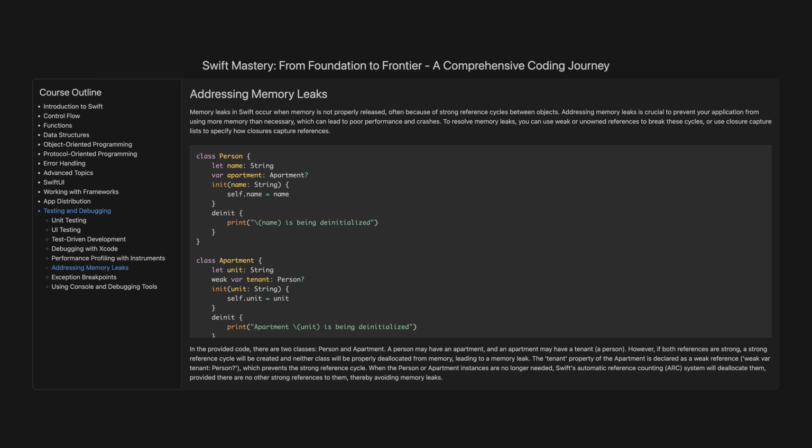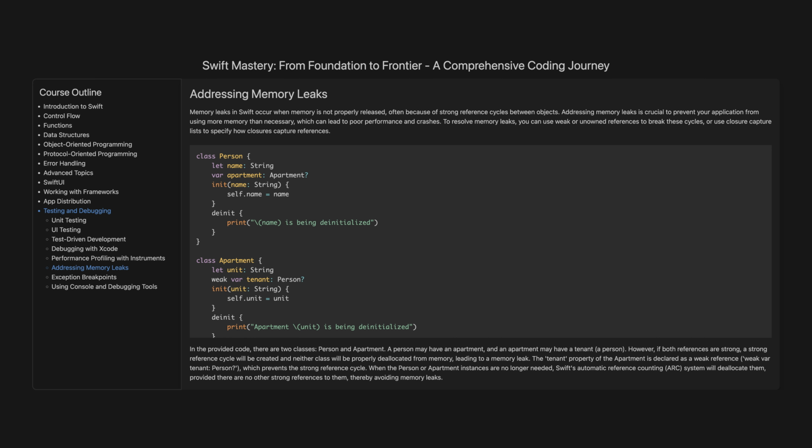In the provided code, there are two classes, Person and Apartment. A person may have an apartment, and an apartment may have a tenant, a person. However, if both references are strong, a strong reference cycle will be created, and neither class will be properly deallocated from memory, leading to a memory leak.